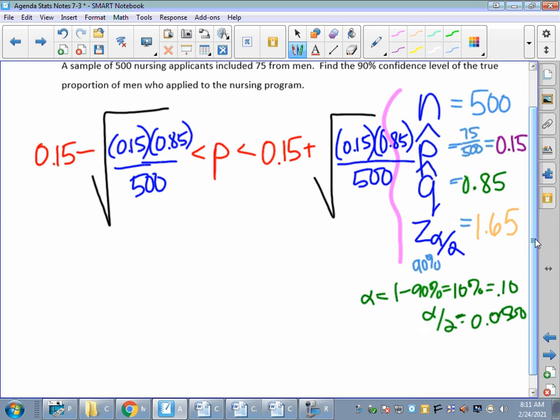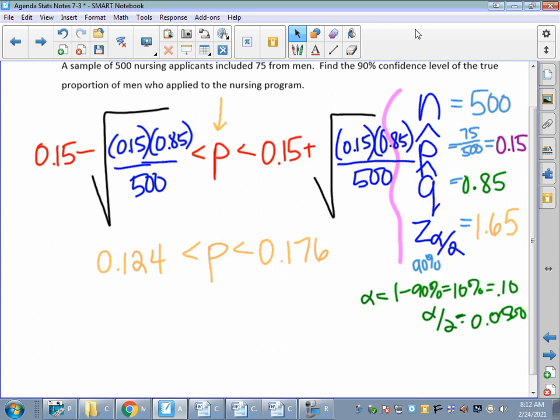Round to 3 decimal places. The reason we round to 3 decimal places is because, remember, we're finding the population proportion. So when I do the subtract side, the p hat minus the margin of error, I got a 0.124. So about 12.4% up to 17.6% is probably, with 90% confidence, I can say that that's for the whole population, the percentage of men who applied for nursing school. I can only base it on that.